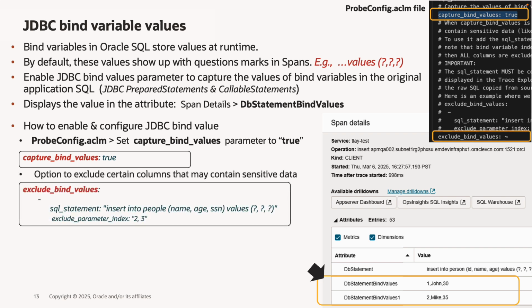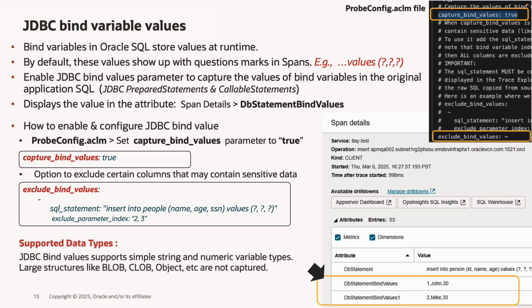If the captured values contain sensitive information, such as social security numbers, you can configure the agent to exclude the specific columns from bind value capture for data security and compliance. Please note for the supported data types, the feature supports only simple string and numeric variable types. It does not support complex data types such as blob or clob or object types.